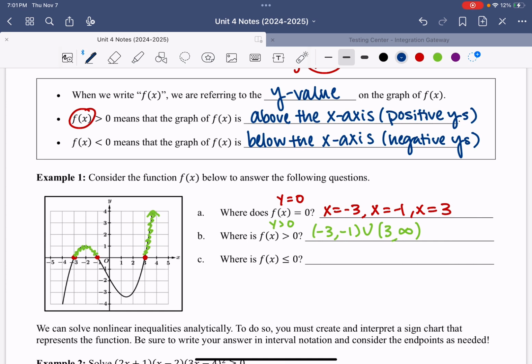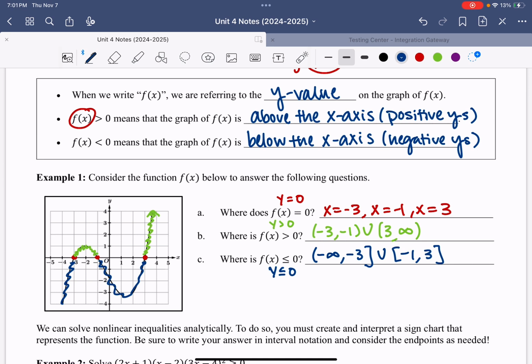Our next one says, where is f of x less than or equal to 0? That's where my y values are below the x-axis, or because it has that equal to, it's where it's touching it. So I have this region here and this region here. It looks like this is happening from -infinity to -3, and because we have the equal to sign, I'm going to include -3. And then this happens again from -1 to 3. So that's how we can look at the graph of f of x, or a graph of a function, and determine the inequalities that way.